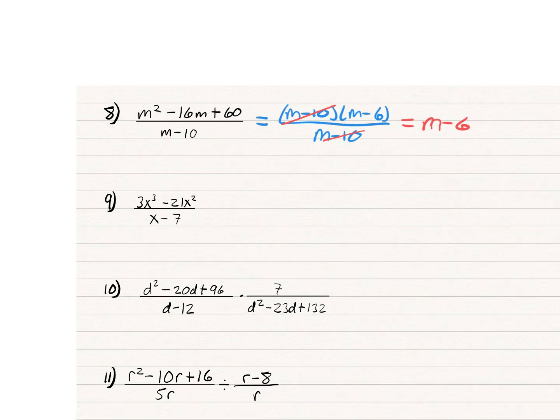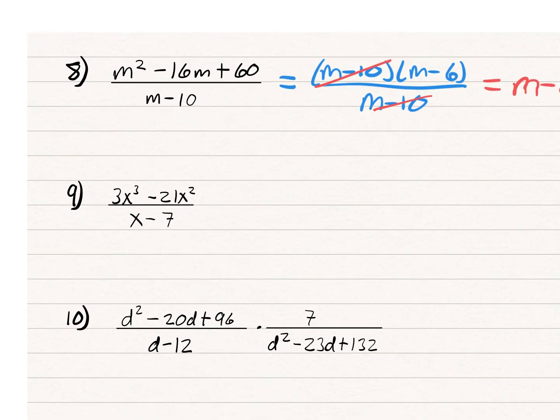And then for number 9, again, take out a common factor. This isn't going to be factored for you. You have to know how to factor it. So you take out a greatest common factor of 3x squared, and then what's left over on the inside is an x minus 7. The x minus 7 on the bottom stays, so you can cancel out your x minus 7s and you're left with 3x squared.